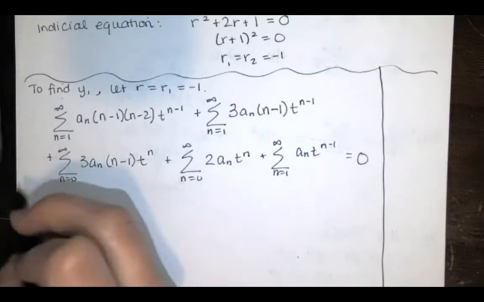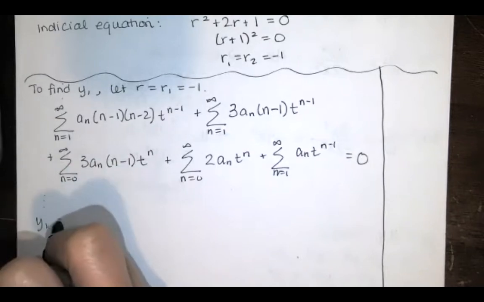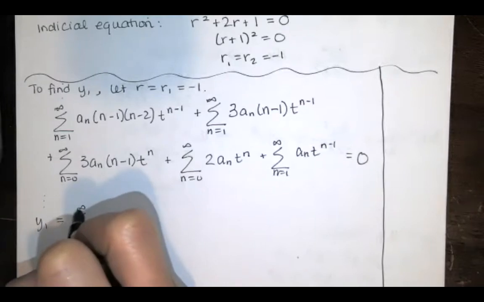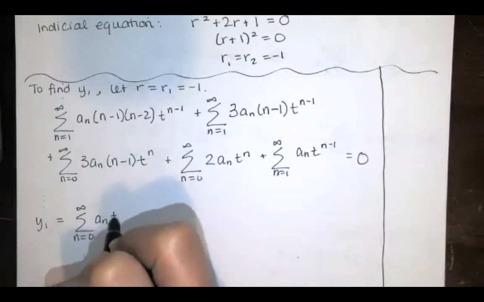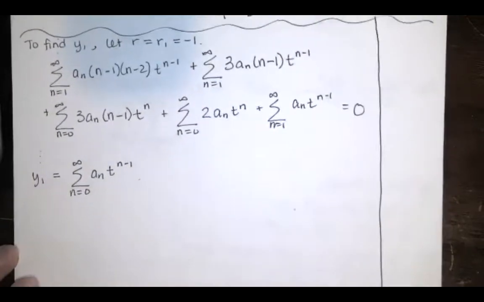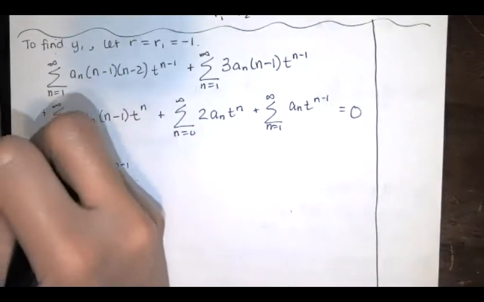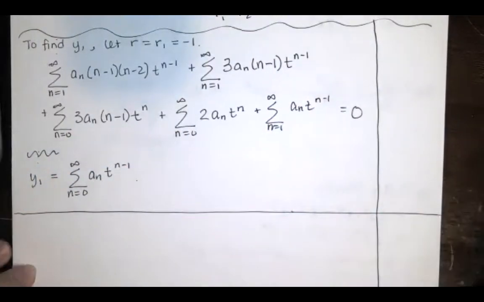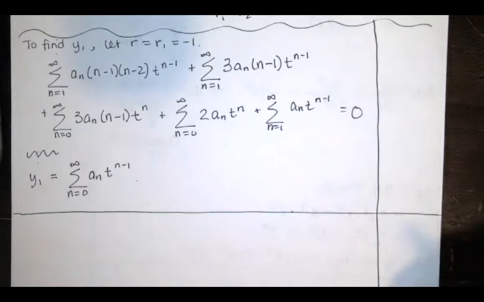So that will be how you find your y1. Y1 will be the sum as n goes from 0 to infinity of a sub n times t to the n plus r, where r is equal to -1. So that's what you'll do. It's going to be very similar to what you did when you were solving problems using the series solution about an ordinary point method.